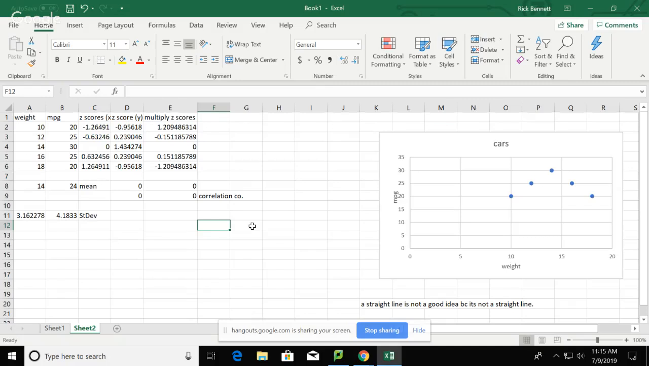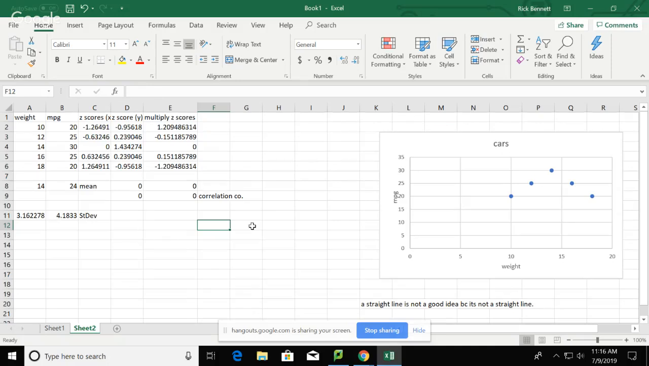So if you calculate the correlation coefficient, it's 0. Does that mean there's no correlation? No, because the scatter plot says it's a nonlinear correlation. Okay, so the correlation coefficient should not apply in this case. That's why if I had done the correlation coefficient right off the bat, I would have said, no, I'm not going to do the correlation coefficient because it's nonlinear.